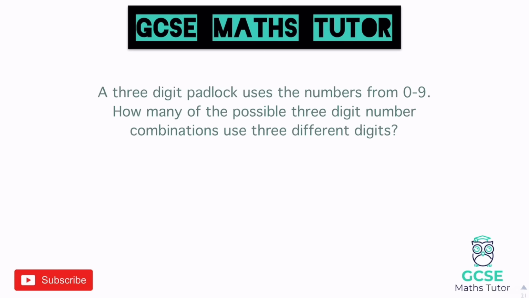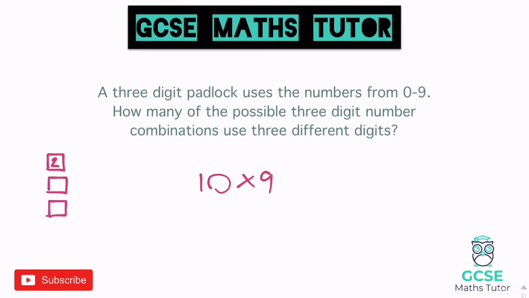Okay, so this one's slightly different. A 3-digit padlock uses the numbers from 0 to 9. How many of the possible 3-digit number combinations use 3 different digits, meaning we can't have any repeats here? So let's imagine on the first digit of this padlock, and let's say we pick the number 2. Now in that first pick there, we had the numbers from 0 to 9, including 0, so that would be 10 options that I had. But now that I've picked the number 2, I can't pick the number 2 again because there's no repeats. So I don't have 10 options now, I only have 9 options.